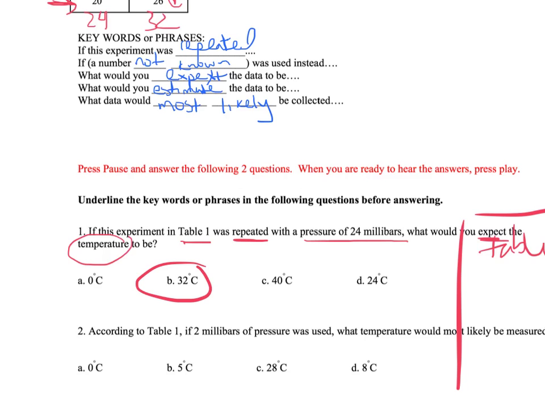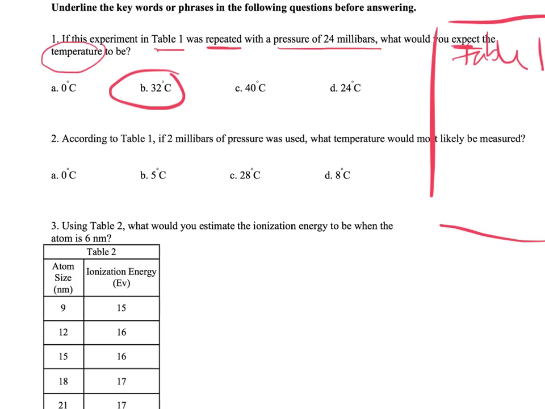For question number 2, according to table 1, if 2 millibars of pressure was used, what temperature would most likely be measured? So we're still on table number 1. And they give us a number that was not given. We want to know what it would most likely measure as the temperature.